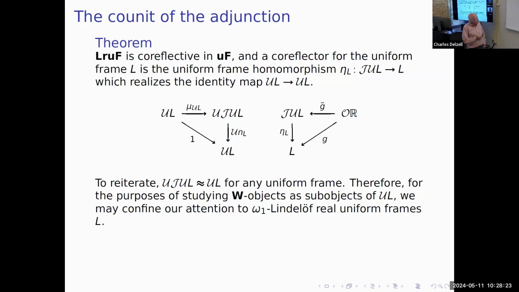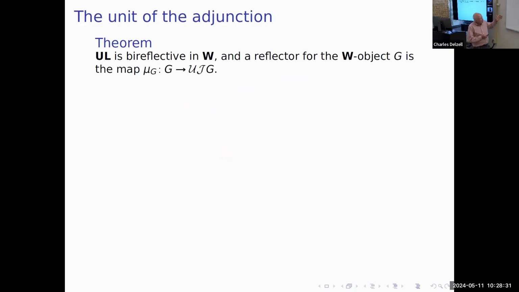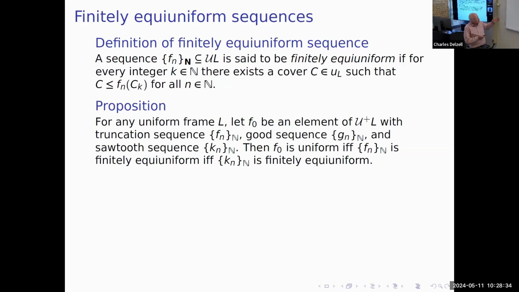This is just to say out loud what I said before. This is a coreflection. And on the right-hand side, we have a reflection. It's not surprising. But to describe this reflection now, I've got to go a little further, right? This is the part which in the classical case had a laundry list of conditions. I don't have a laundry list, but I do have one or two. They're based on the notion of what's called a finitely equi-uniform sequence. So what is that? Well, it's a sequence of members of U of L. So these are uniformly continuous frame maps on the topology of the reals.